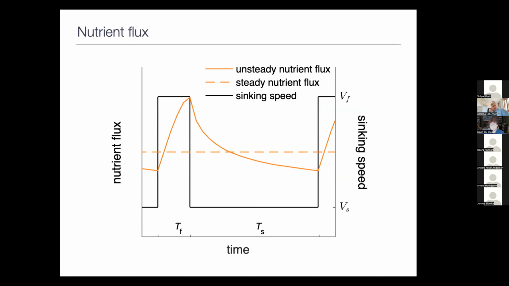And so now if we look at the results from this model, we're looking at nutrient flux over time to that cell. In black, we see the sinking speed. So this is a sort of simplified model of that stop-start behavior. We have the slow sinking and the fast sinking periods. And then as the sinking speed increases, we see that the nutrient flux increases as well. And we can compare this unsteady flux to the steady flux to a cell sinking at the same mean speed. And what's important here is the integral of each of these. So if the integrated flux to an unsteady cell is greater than the integrated flux to a steadily sinking cell, then we have enhancement.